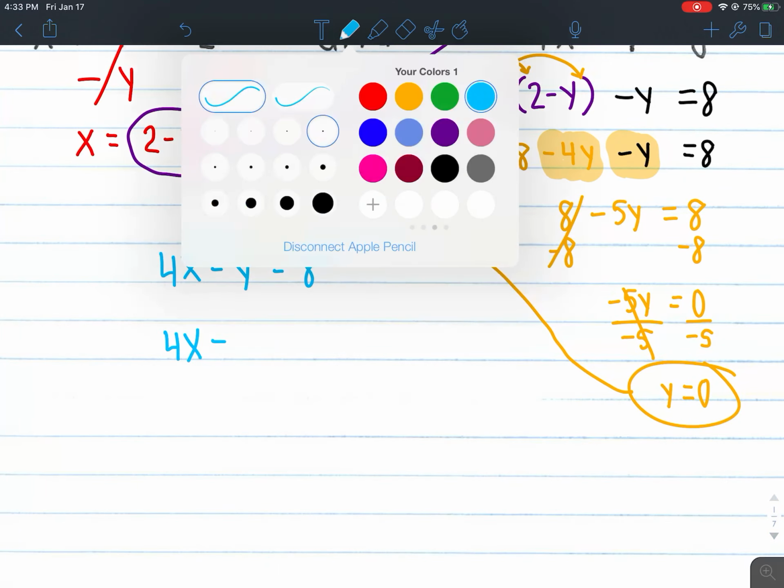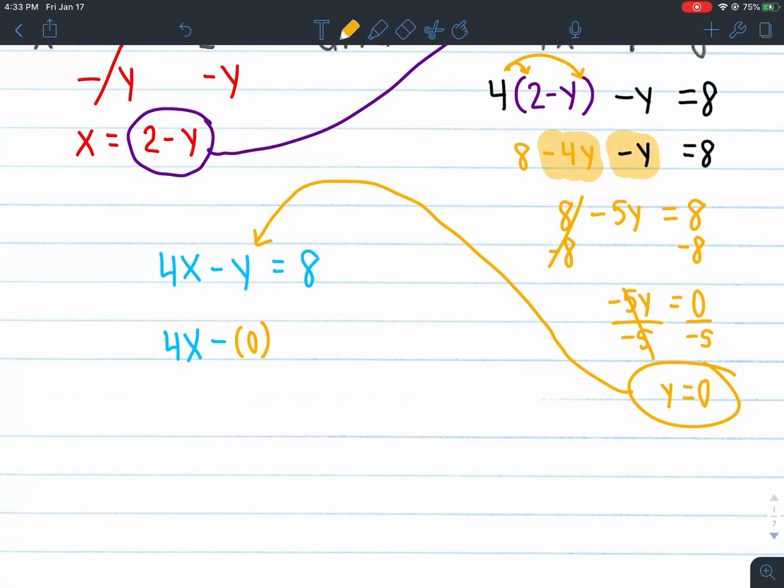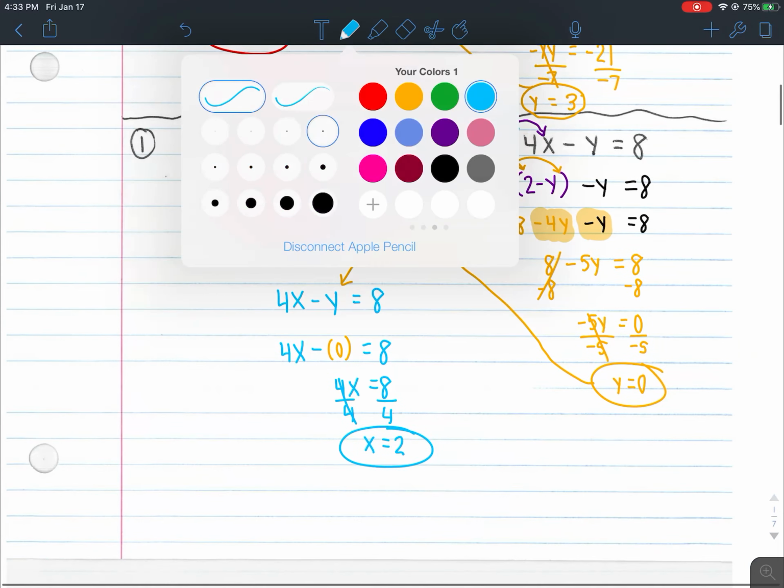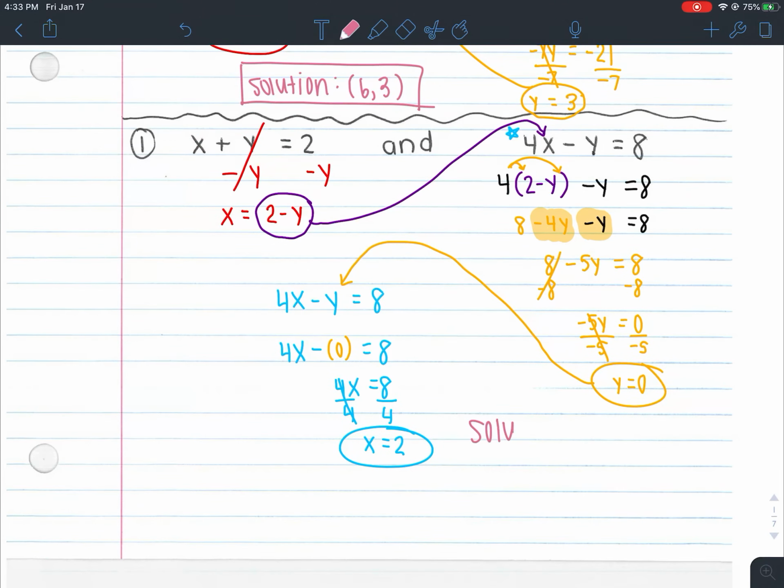So I have 4x minus, when I plug in 0 for y, the y goes away, right? We're taking y out, we're substituting in 0. 4x minus 0 is just 4x. I divide both sides by 4, and I get x equals 2. So that's the second half of my solution. The solution to this system of equations is 2, 0. That means if I were to graph this, it would cross at the point 2, 0.